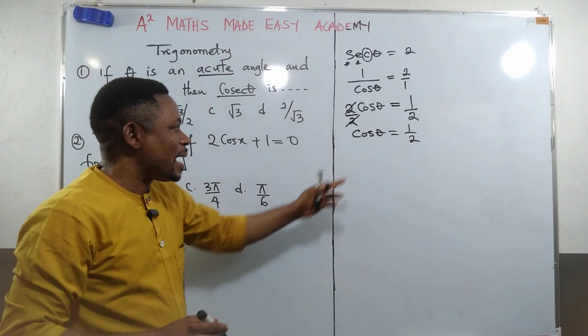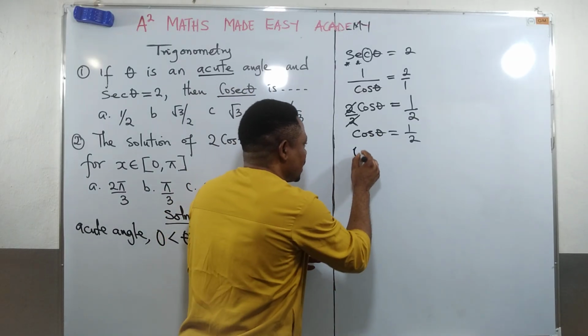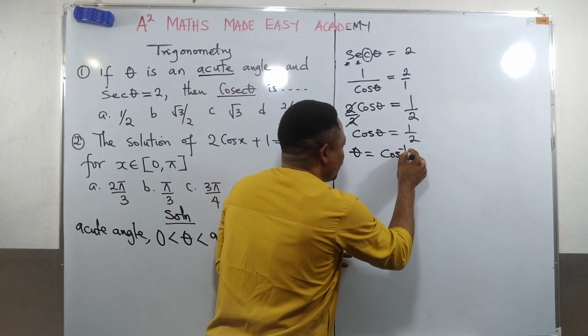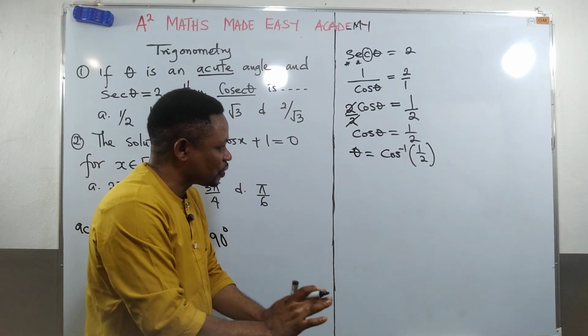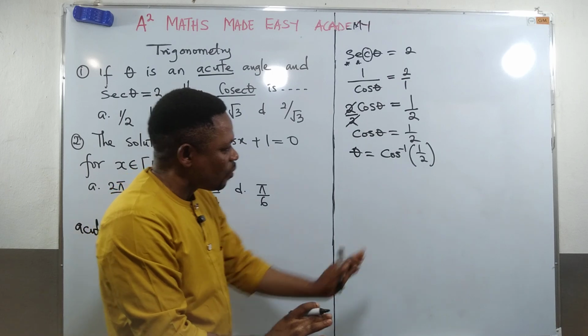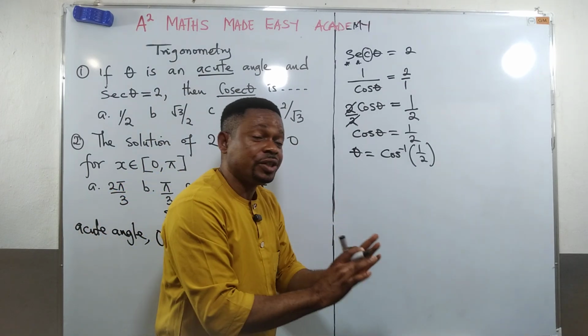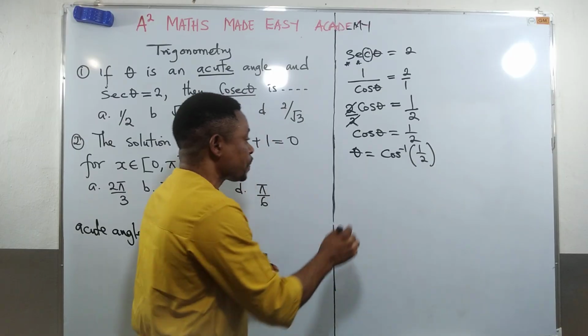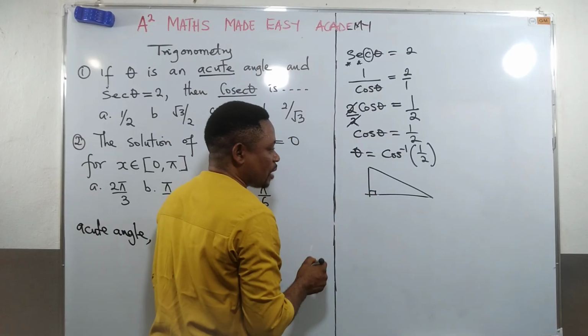Are you with me now? My target is to make theta the subject of the formula. Theta now becomes cos inverse of 1 over 2. Don't be in a hurry; just relax your mind and observe this. I don't know calculator, I don't know four-figure table, and I want to solve it. We call it a special angle. You now draw a right angle triangle.